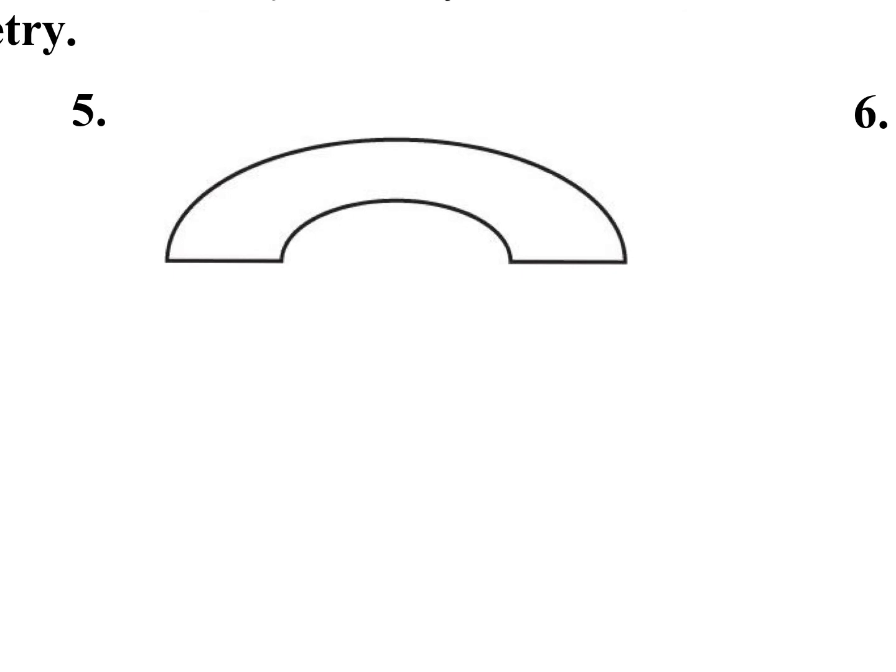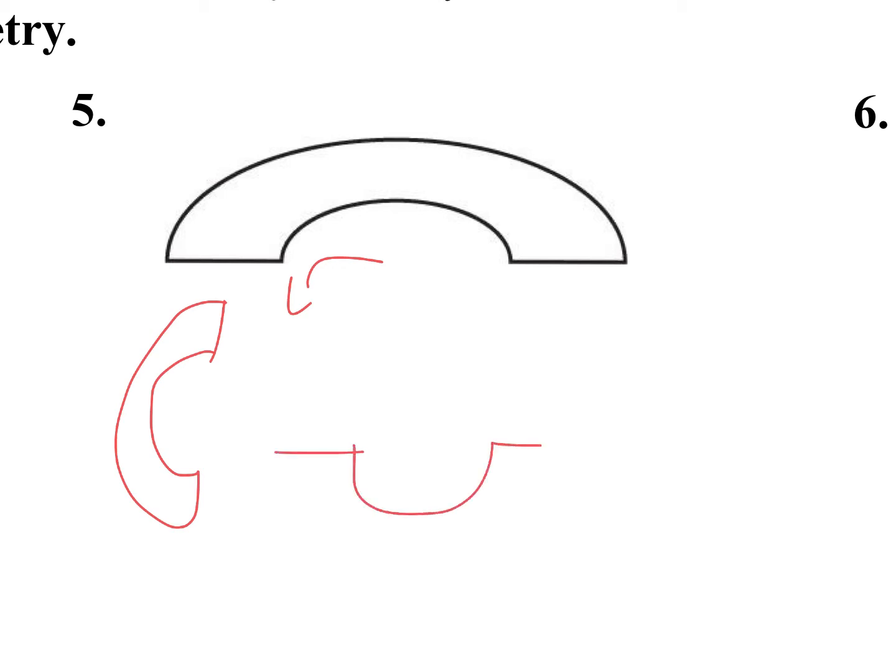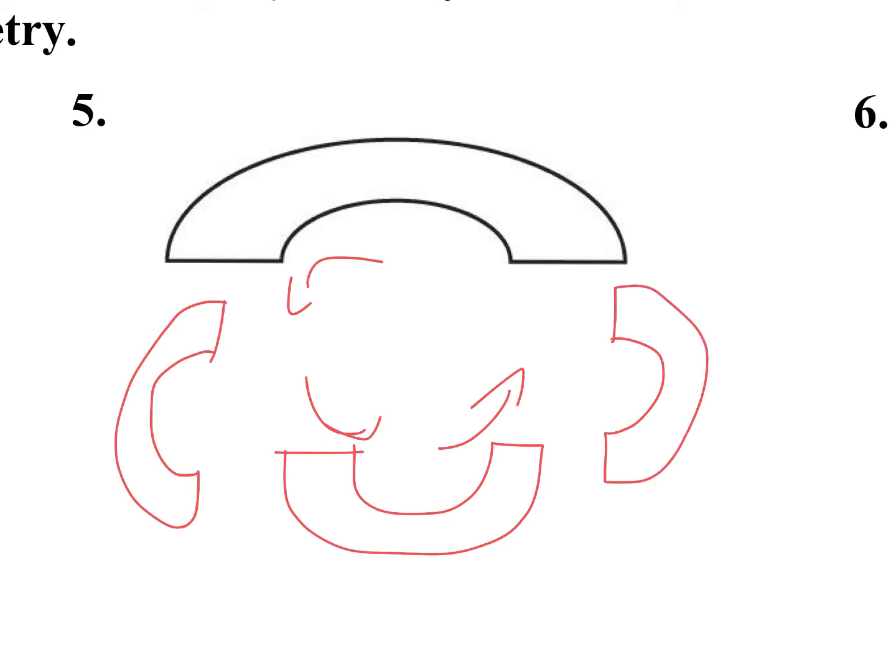Number 5, we want to try to rotate it around. But if we rotate it around, say 90 degrees, we're going to end up with a telephone-looking thing, which doesn't work. If I rotate it 180 degrees, I end up with something like that. 270 degrees, I'm going to end up with something like that. So no matter how I rotate this, I'm not going to have any sort of rotational symmetry. So does this have rotational symmetry? No, it doesn't.